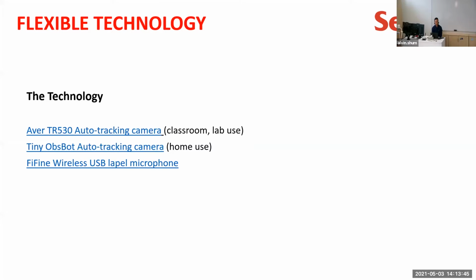The third technology, which Jason has in his meeting room / home office space, is the tiny Osbot camera. That one's more for home use based on the size as well as the tracking and the optical zoom capability. It's called the tiny Osbot.